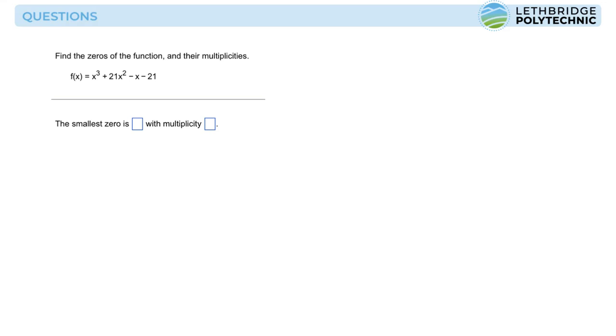But here's a question, asked to find the zeros of the function. So if it's a cubic like this one, what you want to do is group factor. So let me rewrite it again: x cubed plus 21x squared minus x minus 21. So I'm going to group these two and group those two.